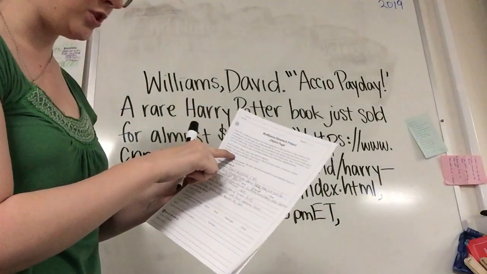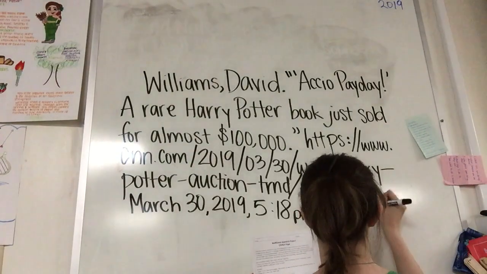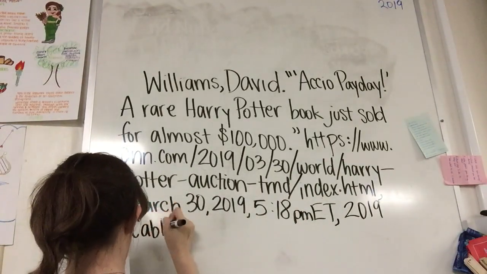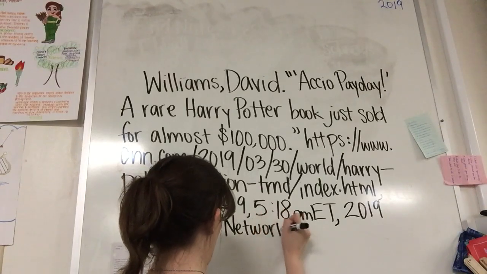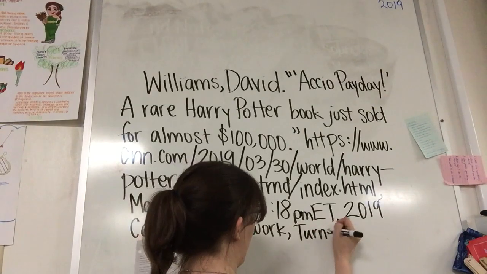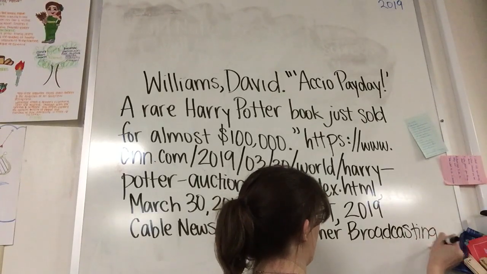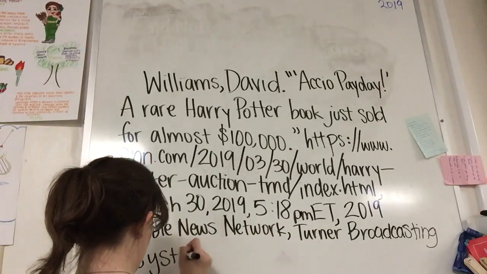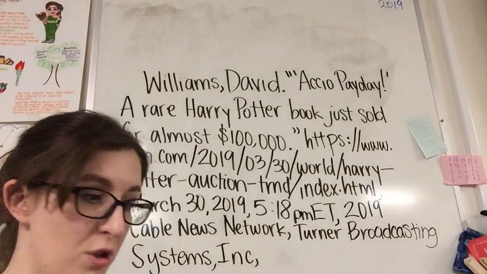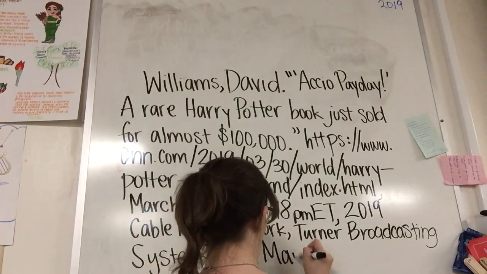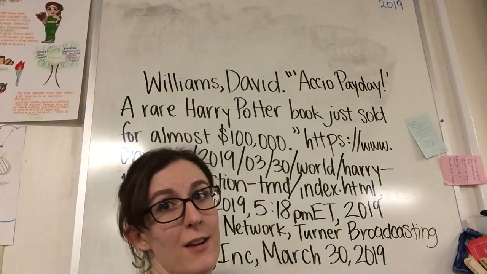and then the publisher and publication date of my source, which is 2019 Cable News Network, comma, Turner Broadcasting Systems, comma, Incorporated, and then I'm going to put a comma and the date that it was published on, which is March 30th, 2019. And then I put a period at the very end of my citation.